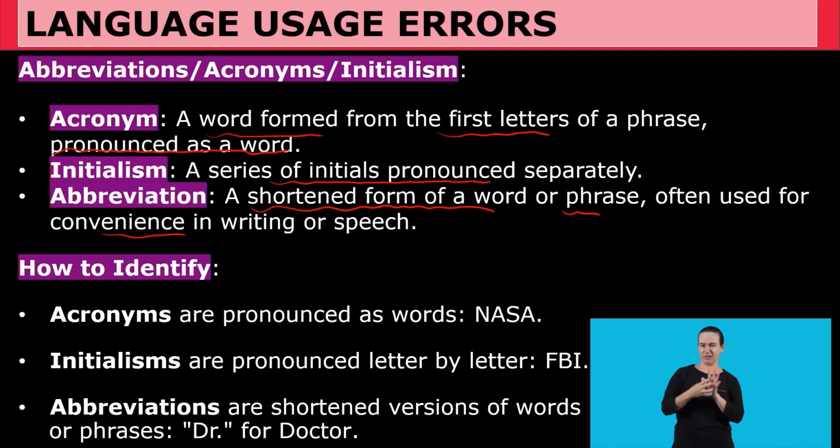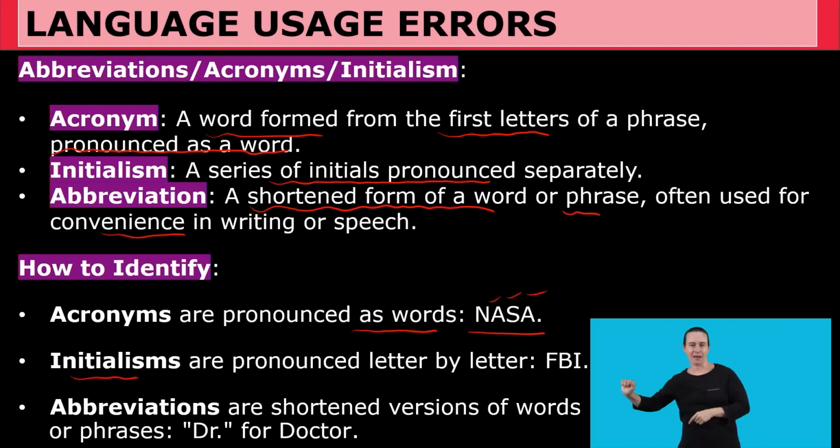Here are some examples. Acronyms are pronounced as words. For example, NASA, as the Americans say. We don't say N-A-S-A, we say it as a word. Initialisms are pronounced letter by letter. Here we say F-B-I, not FB. And then, of course, abbreviations are shortened versions of words. For example, DR for doctor.